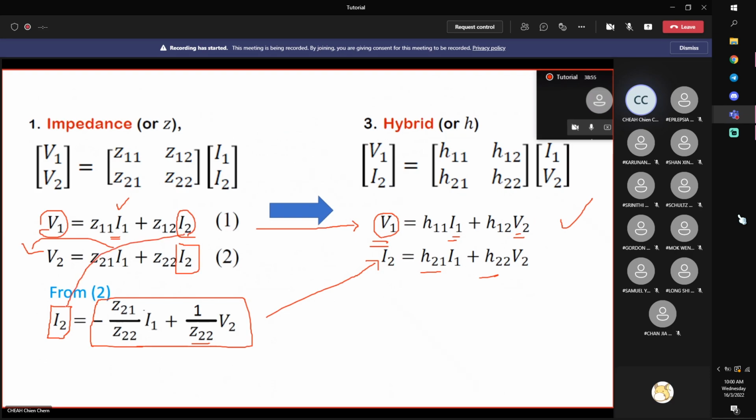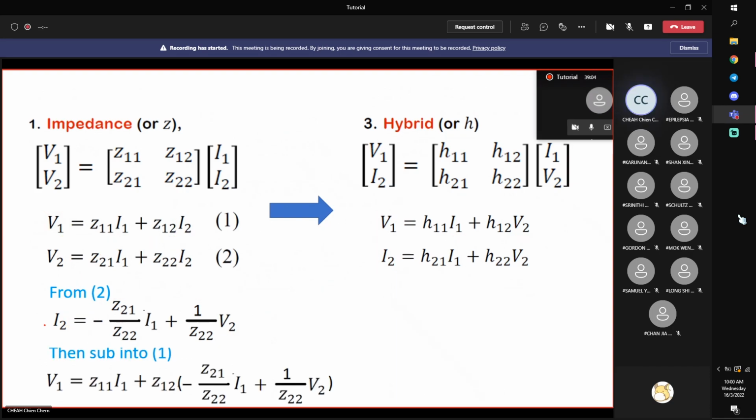But I1 is already obtained here in terms of I1 and V2, which means that I can then substitute this into here. By substituting this whole thing into here to replace I2, then everything will be in terms of what I want, which is I1 and V2, right? So I only want I1 and V2. After that, just group I1 together, you get your H11 parameters. Then your H12 parameters is basically this.